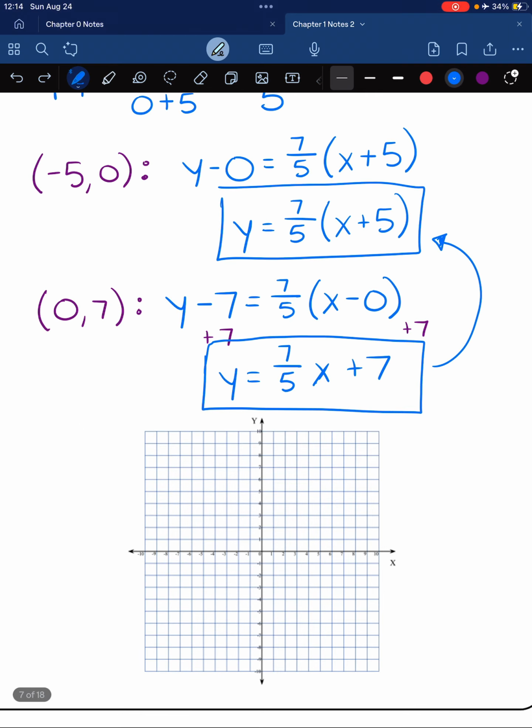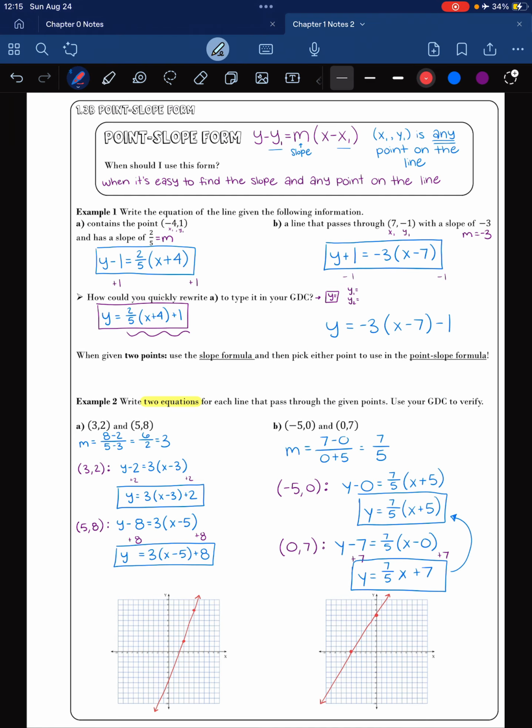So again, same line, which I can graph by graphing my 2 points and doing the best I can to connect them with a straight line there. Alrighty, so that's point slope form. Let's do some more examples.